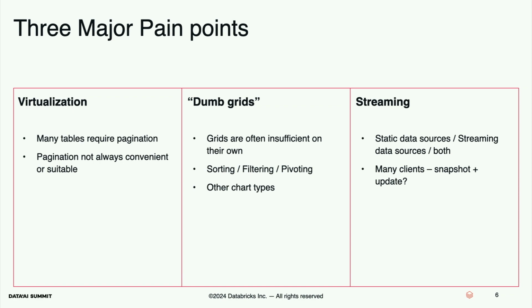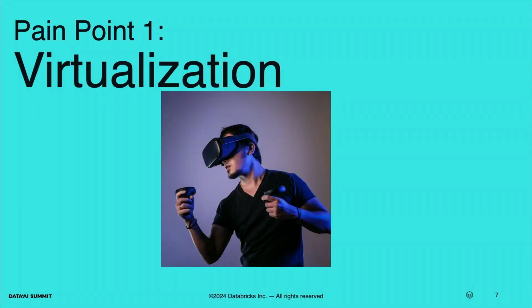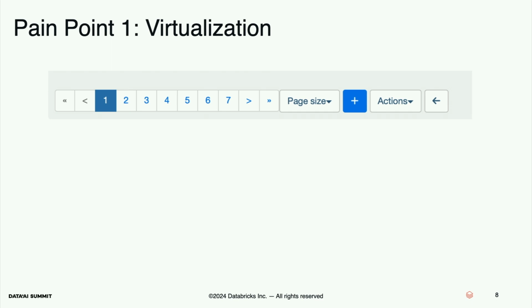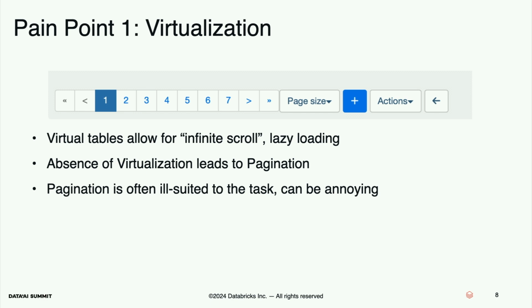So to dig into virtualization first, we've probably all seen this. It's not a very good user experience, I would say. If you've ever used eBay and sorted by lowest price, and you gotta go through a lot of pages before you get to relevant results, you know. It's a lot nicer of a user experience to be able to quickly sort by one category and then scroll to the part that you care about.